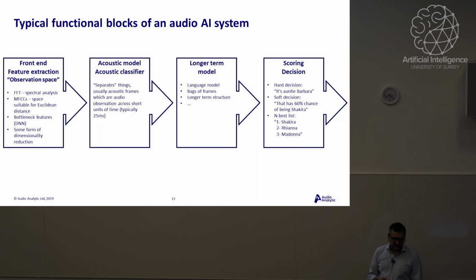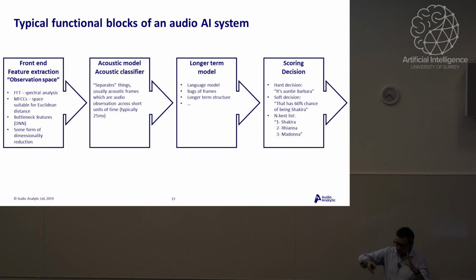Sometimes instead of using FFTs, now you have DNN-based feature extraction. Bottleneck features are an example of DNN-based feature extraction. When you train a network called an autoencoder, you put the same thing at the input and at the output, and you organize the topology of your network to have a constriction in the middle of the network, and that's a form of dimensionality reduction.